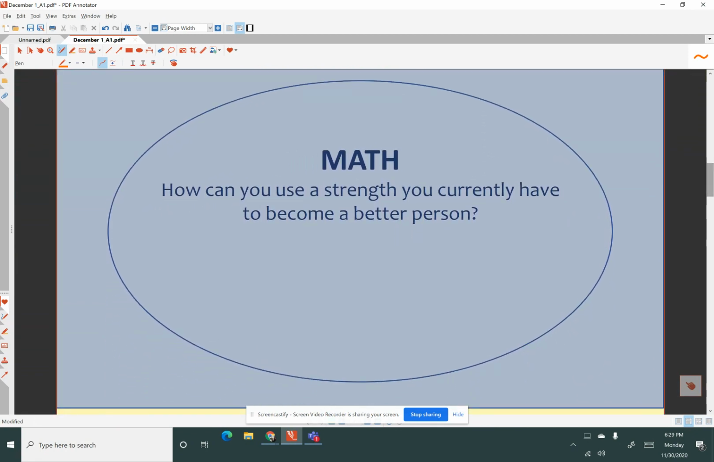Okay, here's our Do Now. How can you use a strength you currently have to become a better person? So I want you to look into yourself and be thoughtful about this and think, well, what are some of the strengths I have now? Not a strength that you want to develop, but what's something that you're good at now?